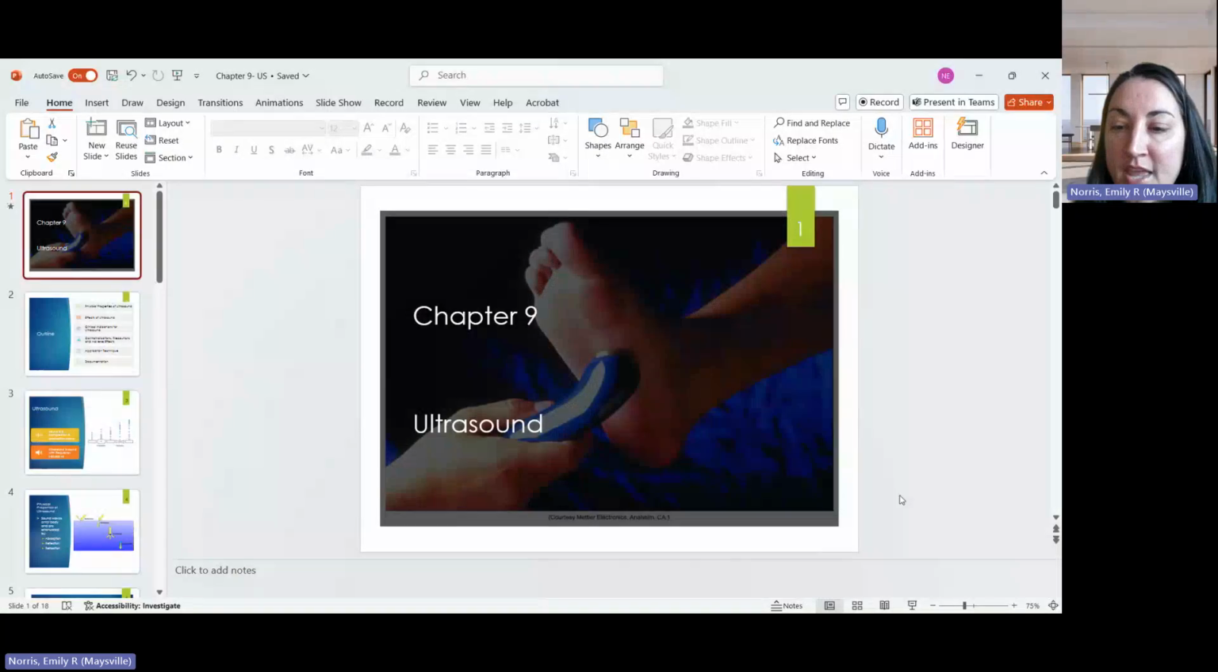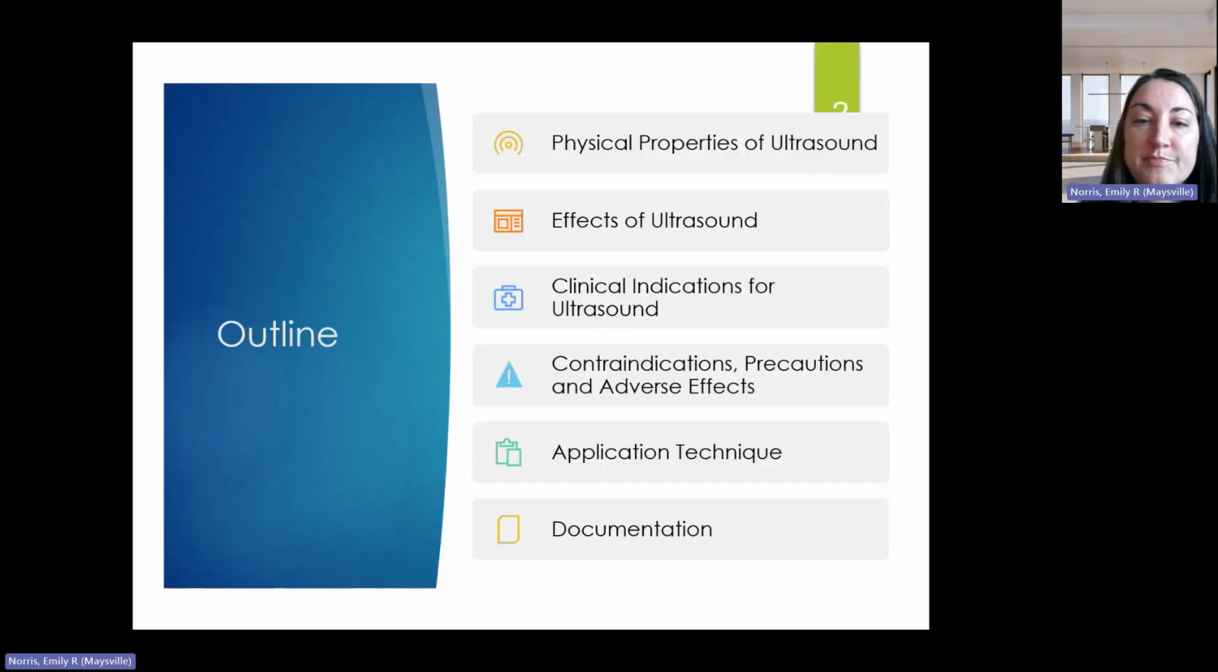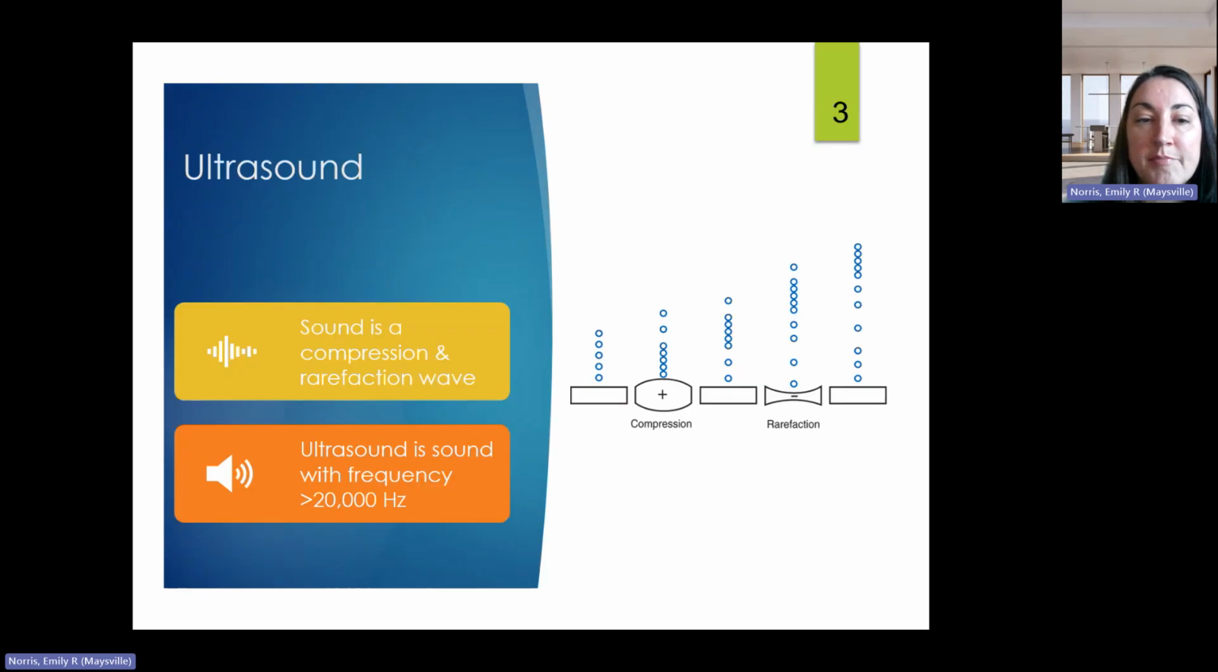Good morning, future PTAs. Today we are going to talk about ultrasound and the use of ultrasound in physical therapy: what it does, indications, contraindications, and how it's used. So here is our outline. You can take a look and see what we're covering today.